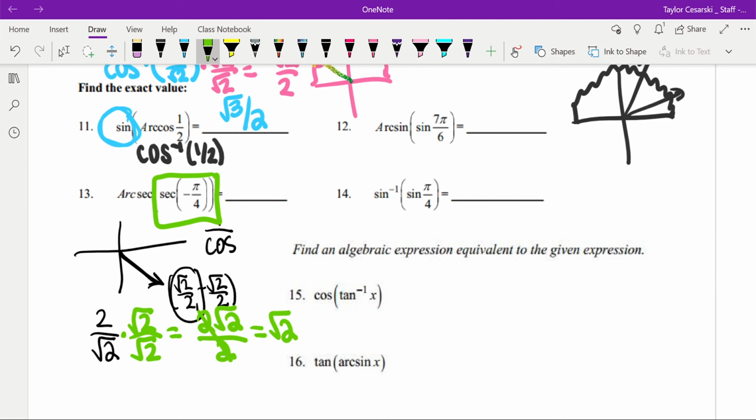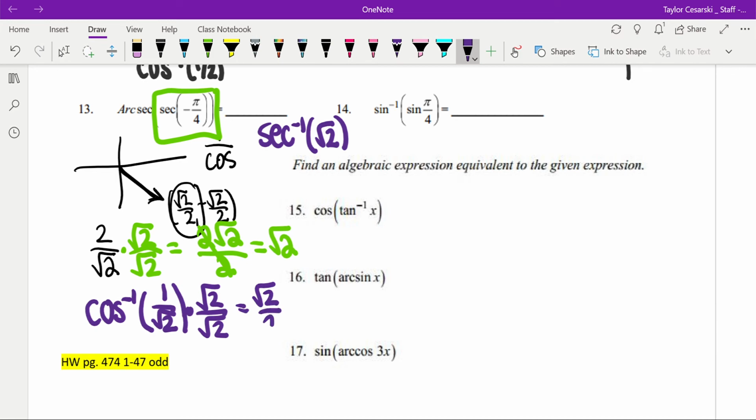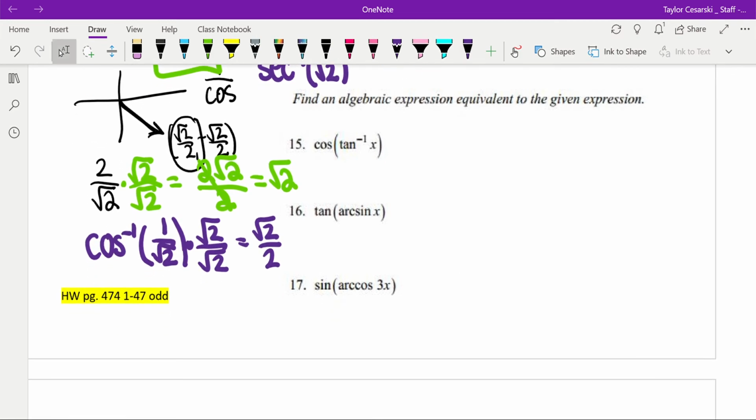All right, we're not quite done. We have one step left. Then it says secant inverse of the square root of 2. So I'm going to rewrite that as cosine inverse of 1 over square root of 2, because remember I can just flip that. That doesn't look familiar, so I'm going to rationalize it. Square root of 2 over square root of 2 equals square root of 2 over 2. How many times can I say 2 in a row? So I have cosine inverse of square root of 2 over 2.